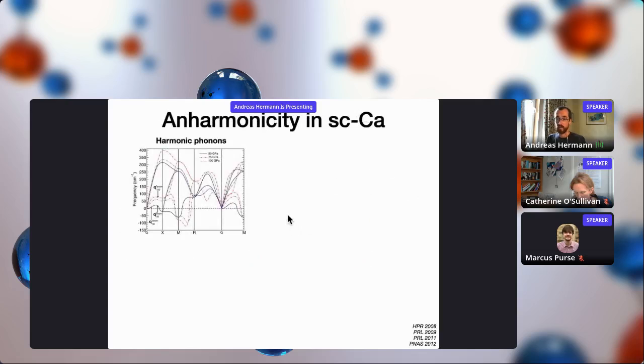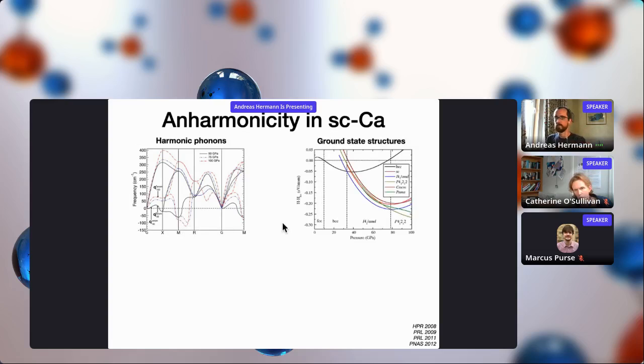Okay, but as I said, in calculations this is not seen, at least in the ground state. If one does a standard harmonic phonon calculation on simple cubic calcium, one gets imaginary phonon modes, the sign of lattice instabilities. This picture changes a bit depending on pressure, but they're always present. So the simple cubic phase is not really stable. If one follows those imaginary modes towards energy lowering and symmetry lowering pathways, then one ends up with various lower symmetry phases that are more stable.